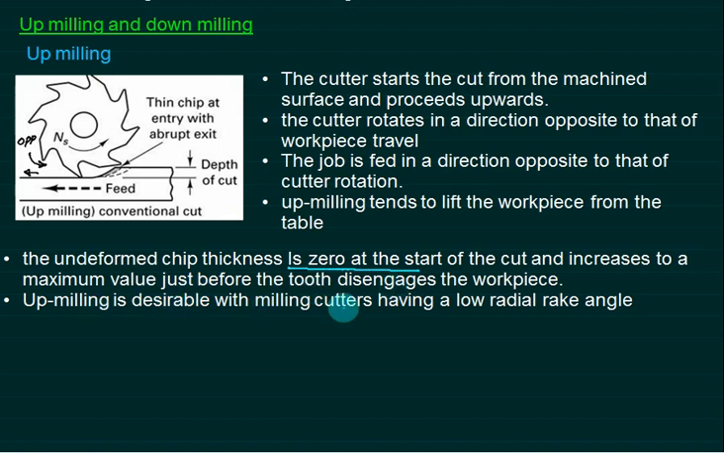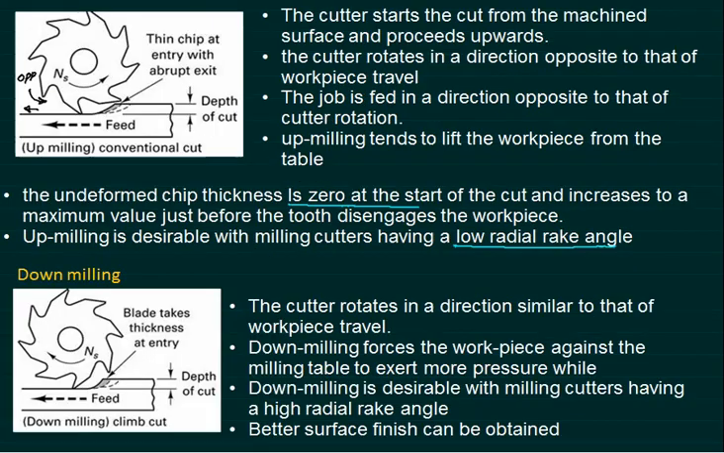In case of milling, up milling is desirable with milling cutters having a low radial rake angle. In case of down milling, if you find here the direction of rotation of the drum of the mill and the workpiece is in the same direction. So the net force will be acting in a downward direction, so it requires light clamping, and down milling is desirable with a high rake angle, and we can have a better surface finish in this case.